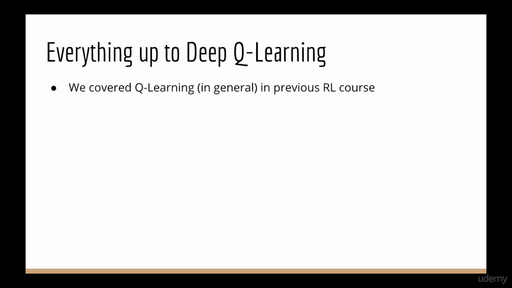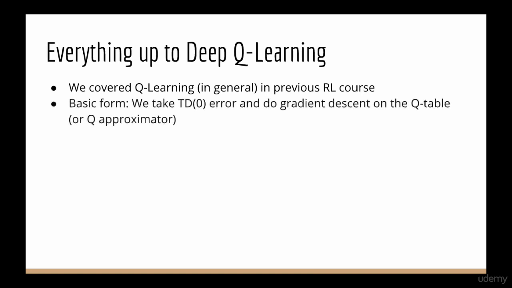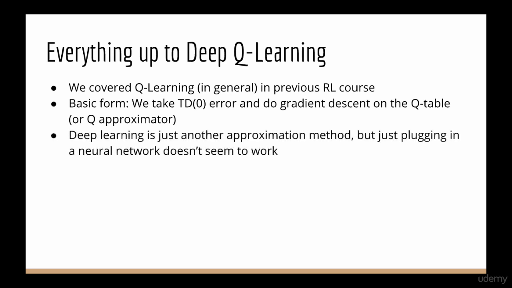So to recap, we actually already covered Q-learning in our previous reinforcement learning course, so you're familiar with the basic form. We take the TD0 error and do gradient descent with it. We did this both with Q-tables and in this course with approximation methods. Of course, deep learning is also an approximation method, but as you may have noticed, just trying to plug and play any old neural network won't result in convergence to a good solution.